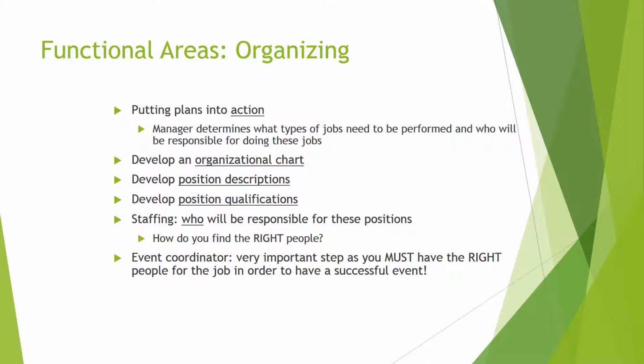Here's where you're going to put your plans into action. Right now, you have a solid plan for your 3-on-3 basketball tournament. You know the location. You know how many courts you're going to be using. You know the cost. You've done all of the planning for this event. Now you need to start organizing this event, bringing all of these ideas together. This is the action plan. You need to, as a manager, be determining what types of jobs need to be performed, and most importantly, who's going to be responsible for doing these jobs.